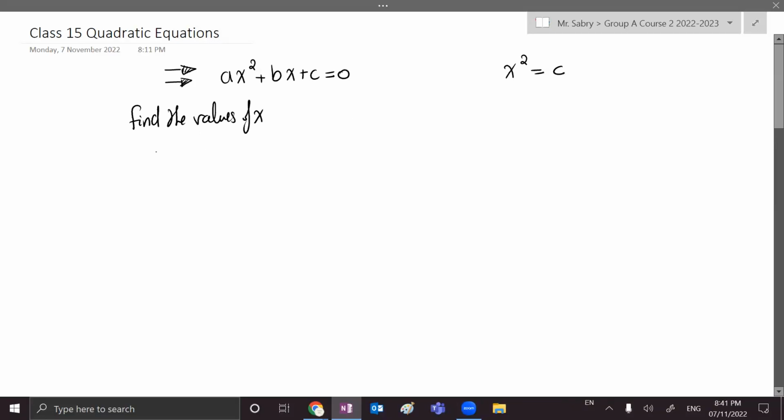So how do I find the value of x? I have two options. Option number 1, using the calculator. You just go for mode 5, 3, and you put the values of a, b, and c, and this will give you the values of x1 and x2. So you just found the values of x. This is the first method, and it's the easiest one. The second method is the quadratic formula.